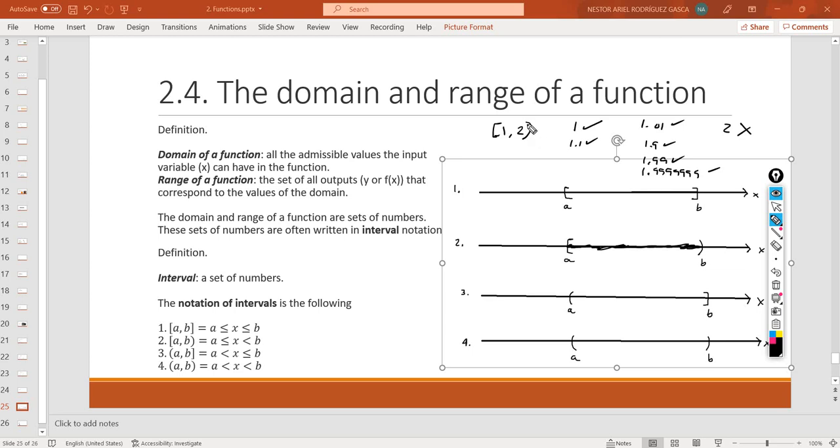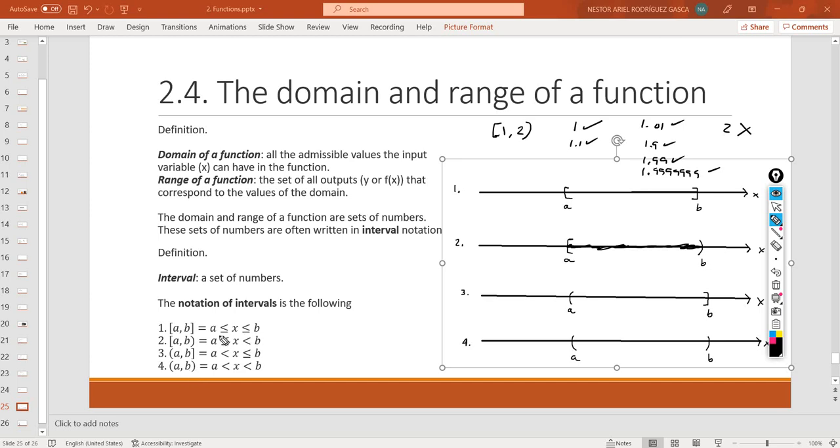That's what the parenthesis means. Exclude, include. Exclude this number, include this number. That's all, guys. And the same for 3 and 4. As you can see, number 3 excludes the first number, but not the second. And number 4 excludes both numbers.